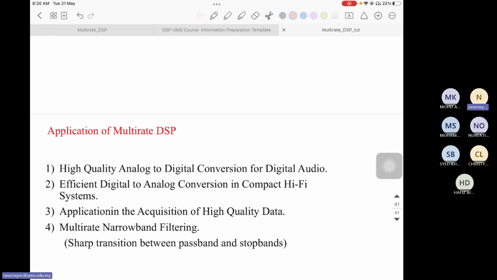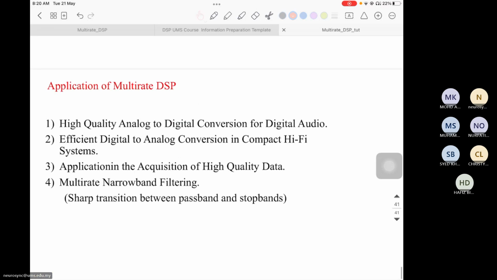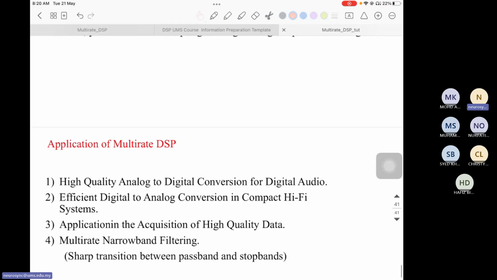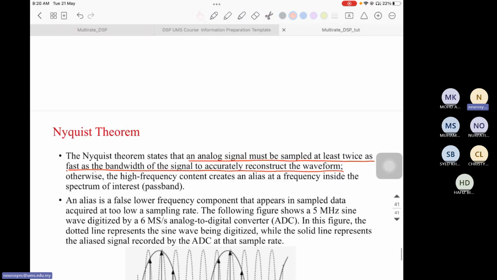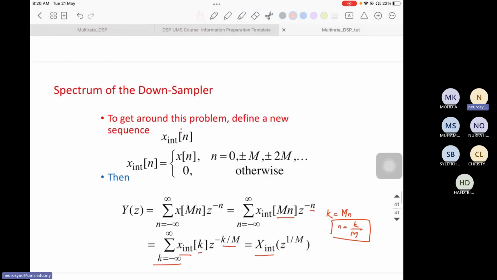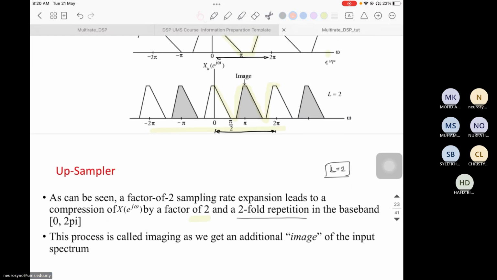If you see the applications where multirate DSP is used, these are the applications. So this is about multirate DSP. Mostly we have covered the theory part here. The extended version of this multirate DSP is the next topic, the interpolator and the decimator. There we will see the numerical problems. So this is just an introduction to that.